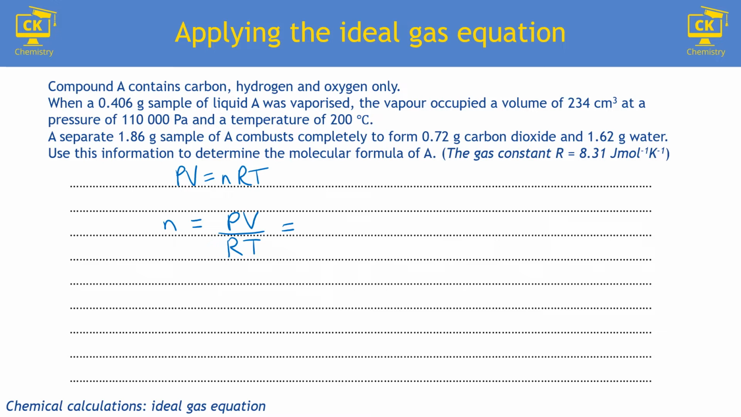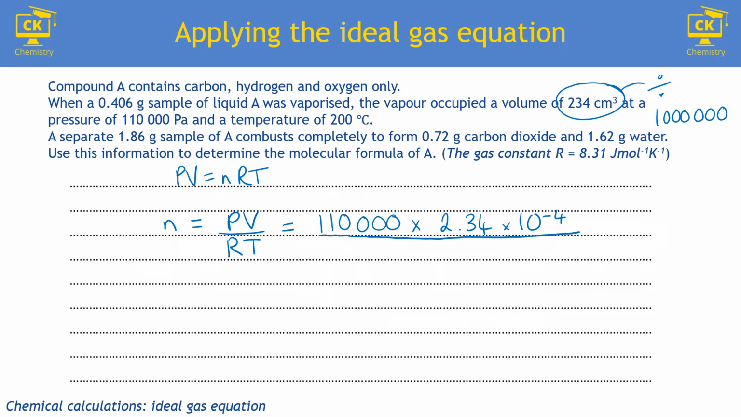Okay, so P for pressure. Pressure is already in pascals, so I'm going to leave it as it is. V for volume. Volume is 234 centimeters cubed. We need to divide by 1 million, or 10 to the 6, and that gives us 2.34 times 10 to the minus 4 meters cubed. Remember, meters cubed is a huge volume unit, and so your volume in meters cubed should be a pretty small number. On the bottom, we've got the gas constant.